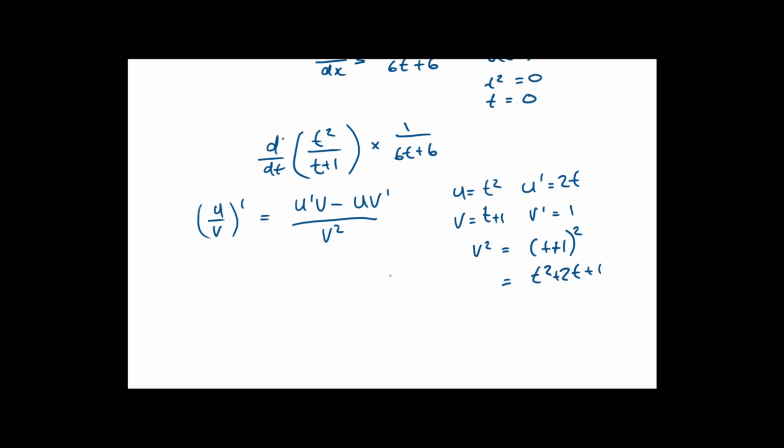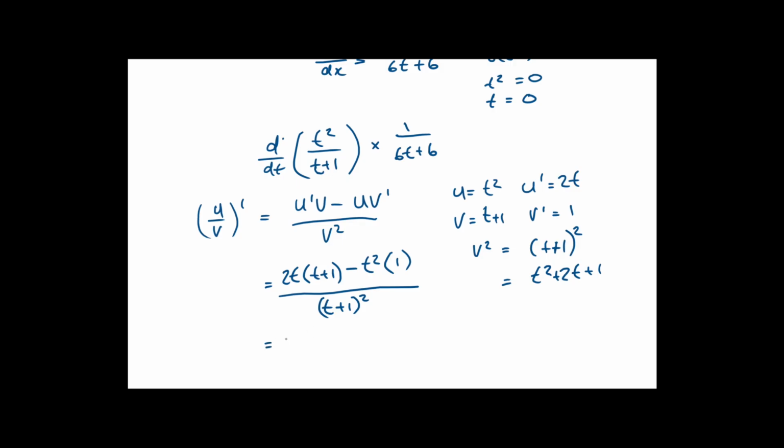Yes. Let's combine them. So 2t times (t plus 1) minus u, which is t squared, 1, which is just t squared. It's good. Over (t plus 1) squared. I'm just going to leave it like that for now.